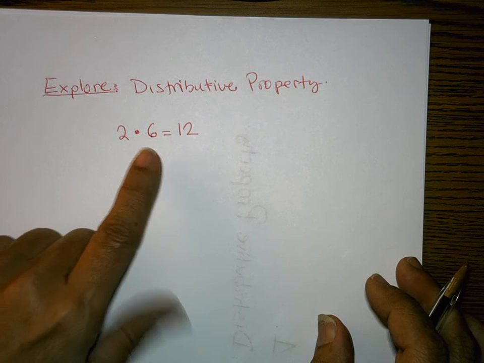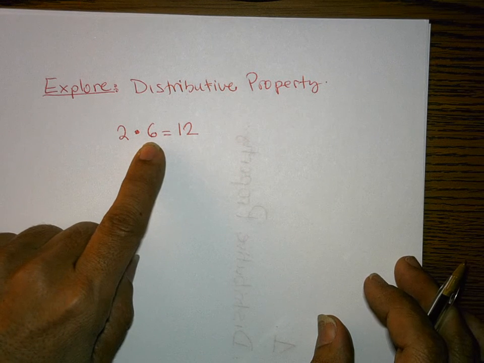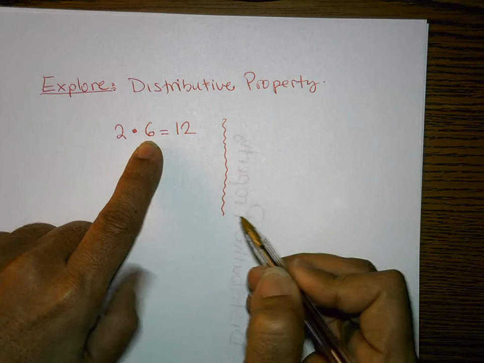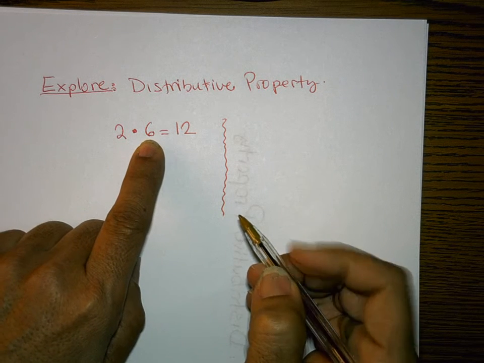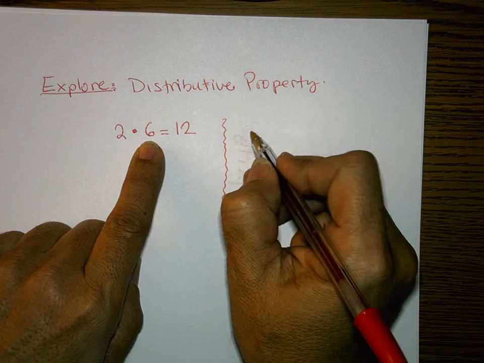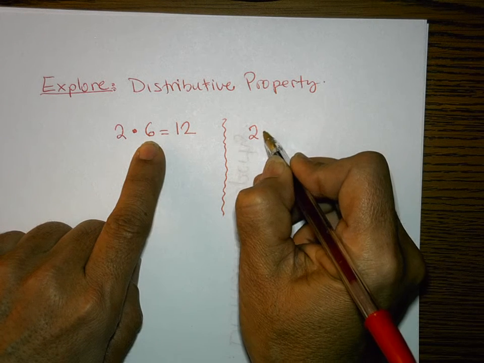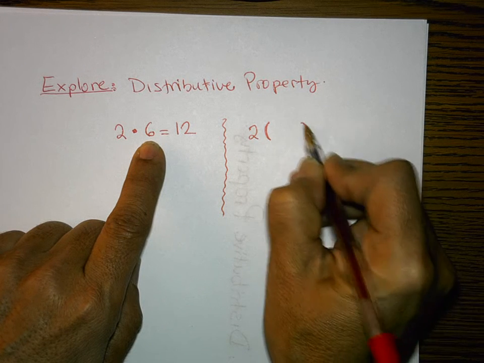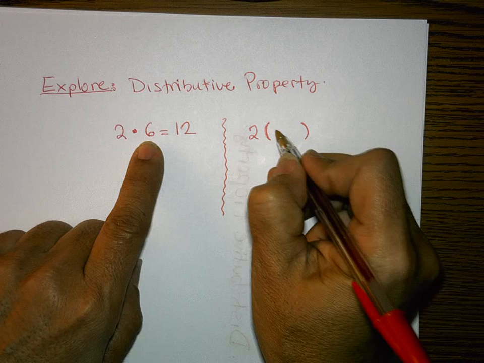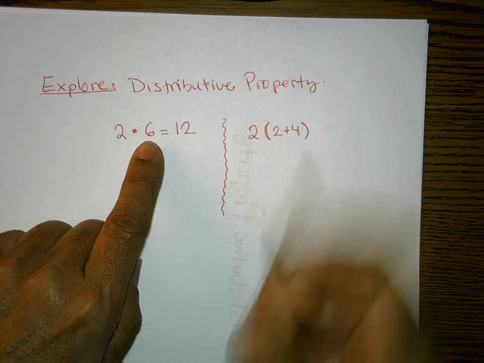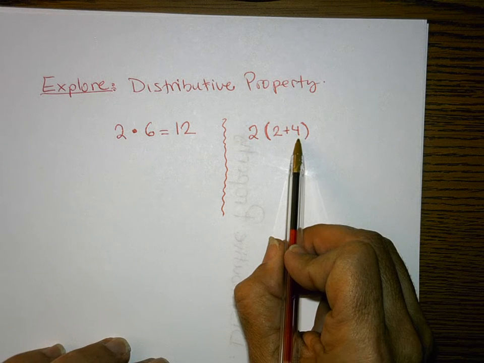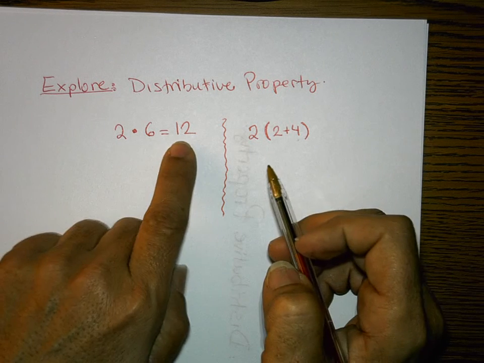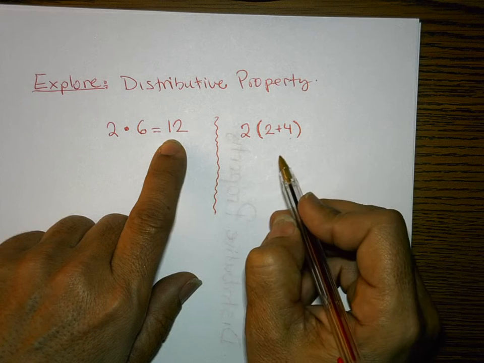But how about if I want to write 6 in a different way? We learned this in elementary school, but we never understood why we were writing 6 in a different way. I still want to multiply by 2, but I'm going to put 6 in parentheses because I want to write it as 2 plus 4. 2 plus 4 is still 6. I just wrote it in a different way. Would I still get 12 if I multiply them?